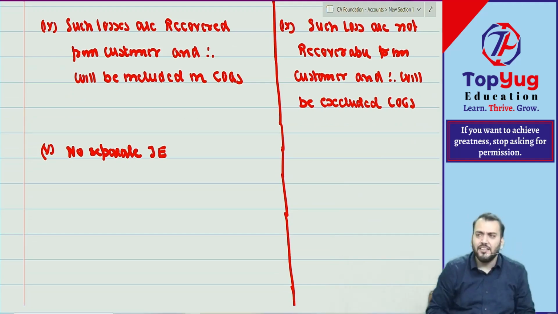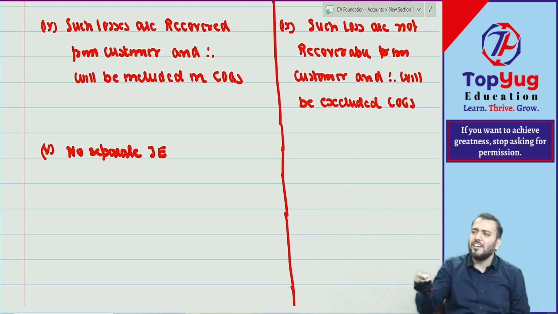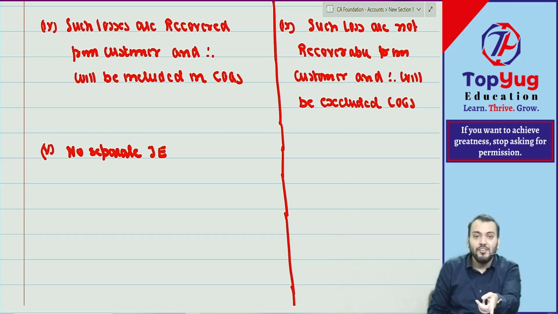No separate journal entry. So from now onward, don't say no journal entry, because when you are saying no journal entry, it means you are not recording the loss. Okay, it is a wrong interpretation. So you say no separate journal entry for normal loss.